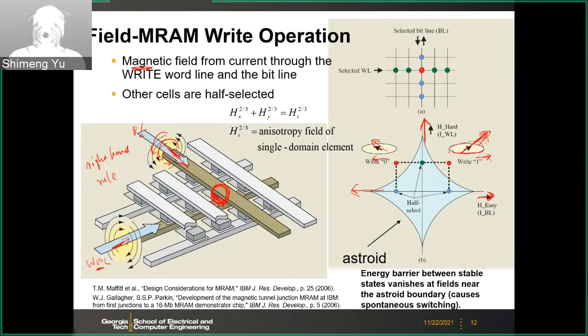And this is for the selected cell. And for the other half-selected cells along the same column or along the same row, you will only have one of those fields. And the assumption is that one of those alone will not flip the half-selected cell. It's like you apply a half-way bias. You need both fields to flip it, and half of that will not flip. So that's the assumption for this field switching MRAM.